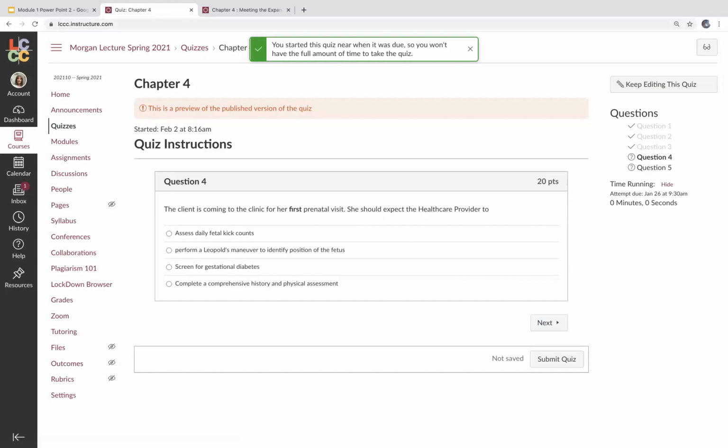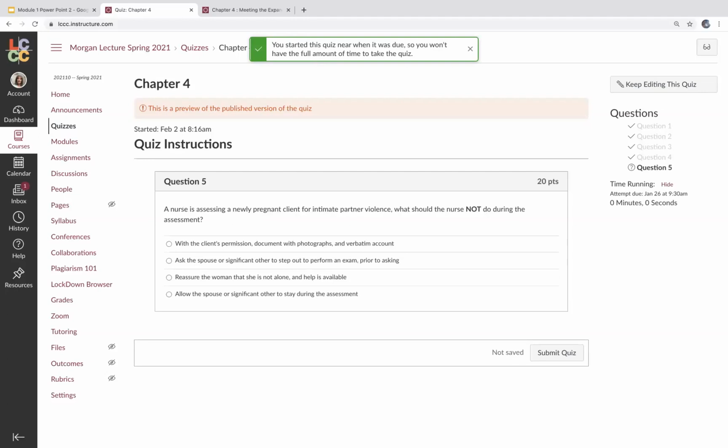The client is coming to the clinic for her first prenatal visit. She should expect the healthcare provider to A, assess daily fetal kick counts, B, perform a Leopold's maneuver to identify position of the fetus, C, screen for gestational diabetes, or D, complete a comprehensive history and physical assessment. So you should have picked the last one.